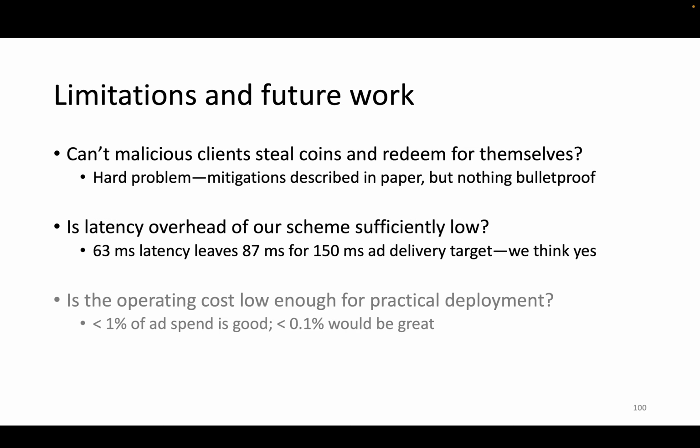One might also ask, is the latency overhead of our scheme sufficiently low? For a target of delivering ads in under 150 milliseconds, that leaves 87 milliseconds for the remainder of the protected audience API, which we would hope is a sufficient amount of time.